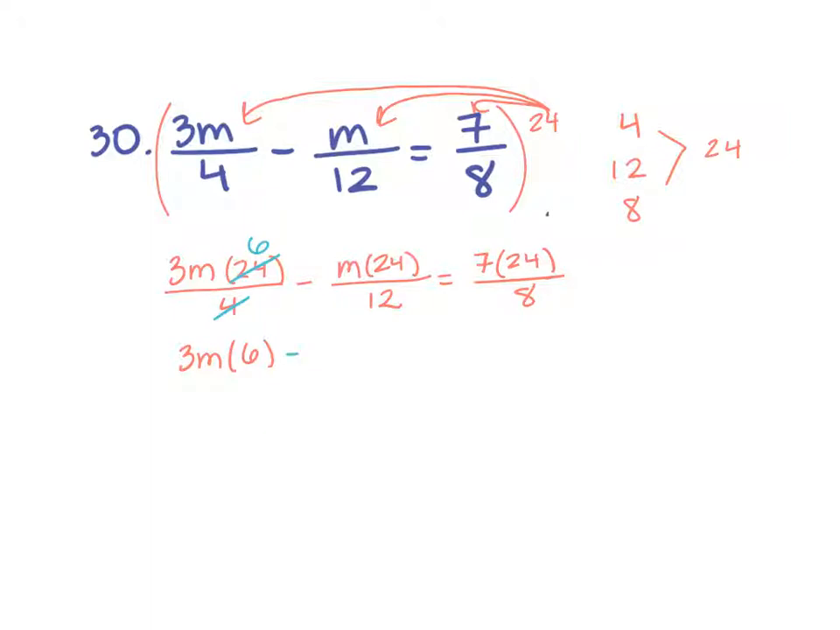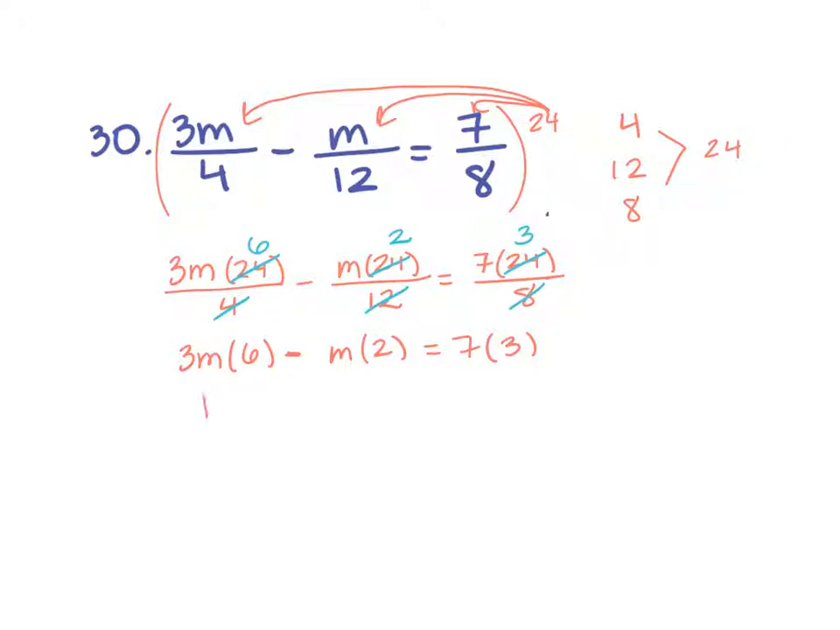And then in the second term, I notice that 12 goes into 24 2 times, so I end up with m times 2. And then in the last one, I notice that 8 goes into 24 3 times, so I end up with 7 times 3. Now I'm going to simplify each expression.